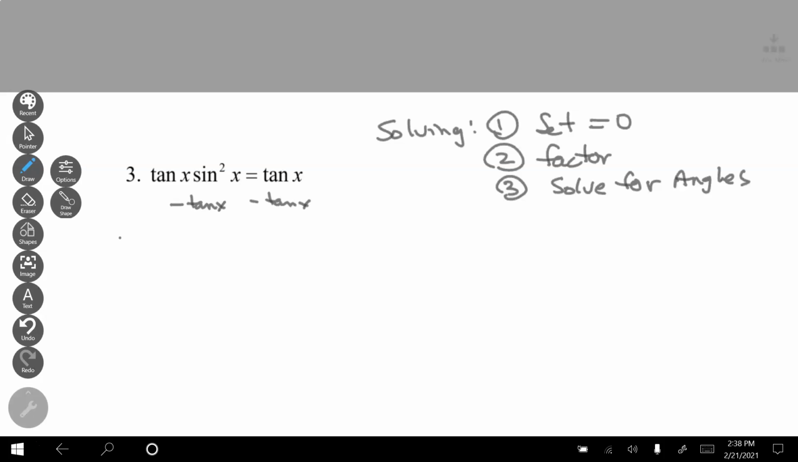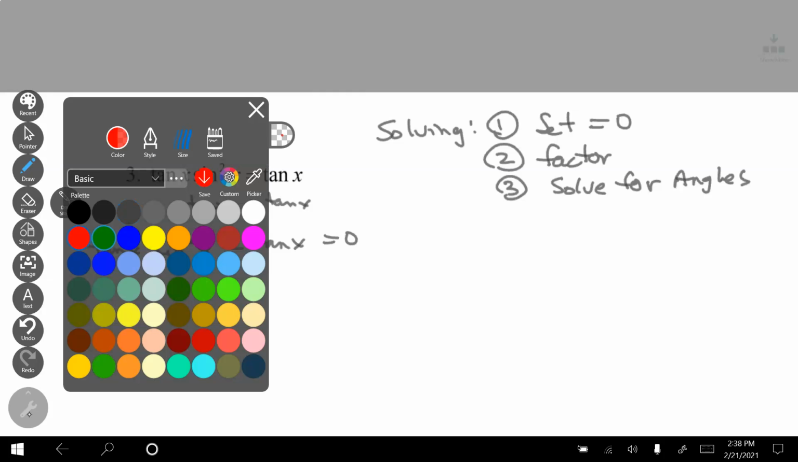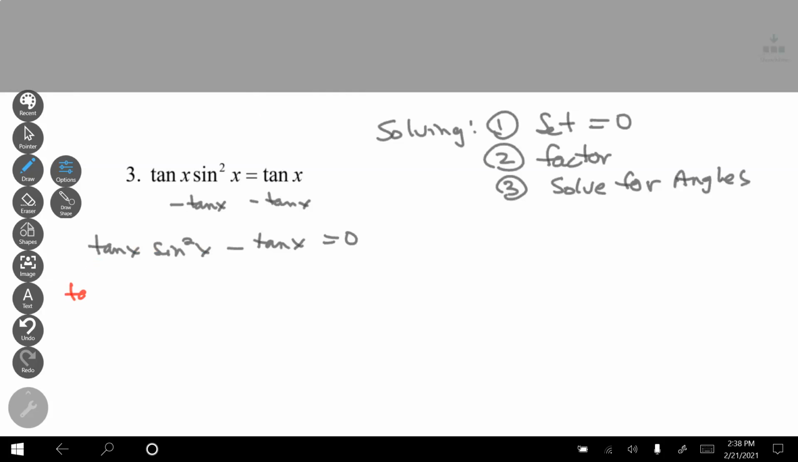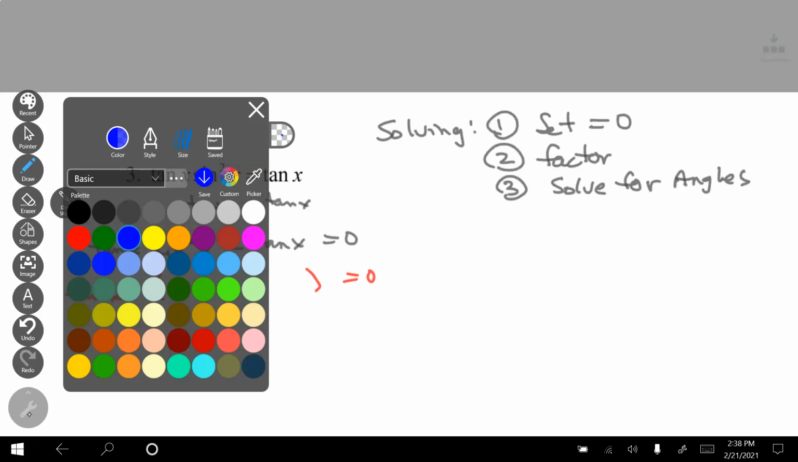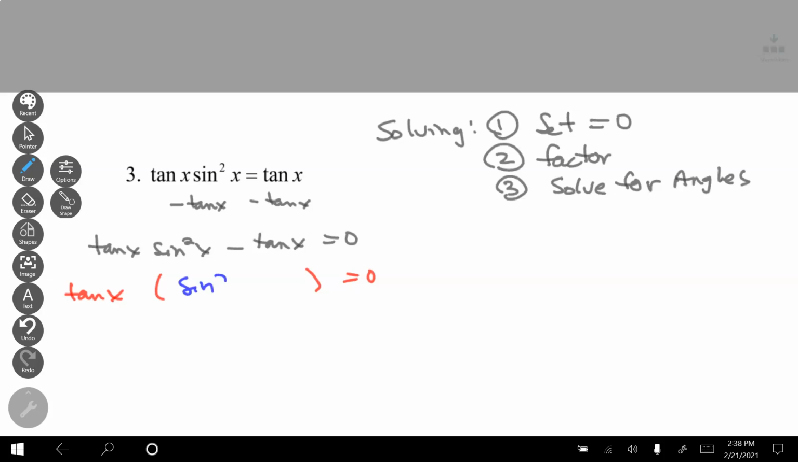Then you can rewrite it: tangent x sine squared x minus tangent x is equal to 0. What do they have in common? I see tangent x is what they have in common. And then I could take out tangent x, leaving sine squared of x minus 1. And I could set them each equal to 0.